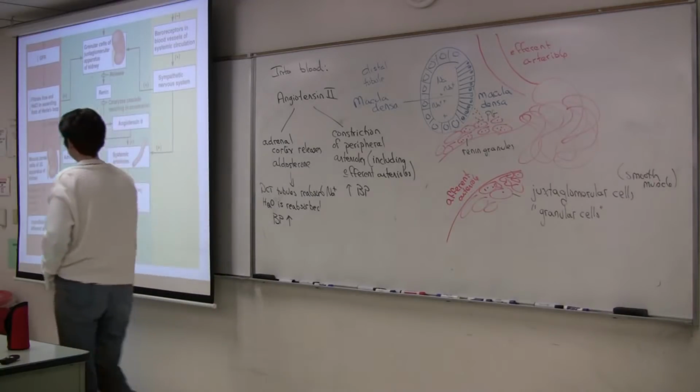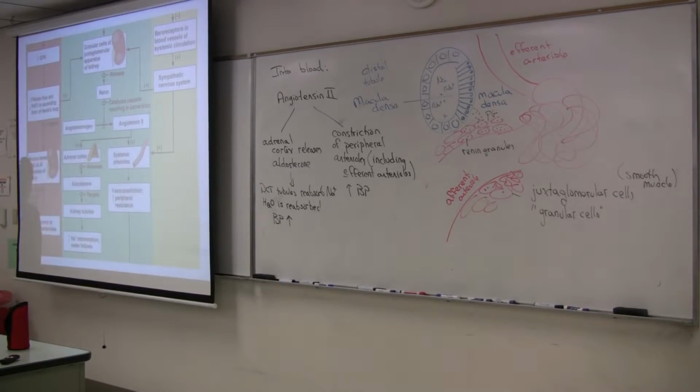Now, in addition, the macula densa cells, okay, will cause the afferent arterioles to be dilated. They release a chemical that inhibits the activity of the smooth muscle and causes the afferent arterioles to be dilated and increase the blood flow into the glomeruli.